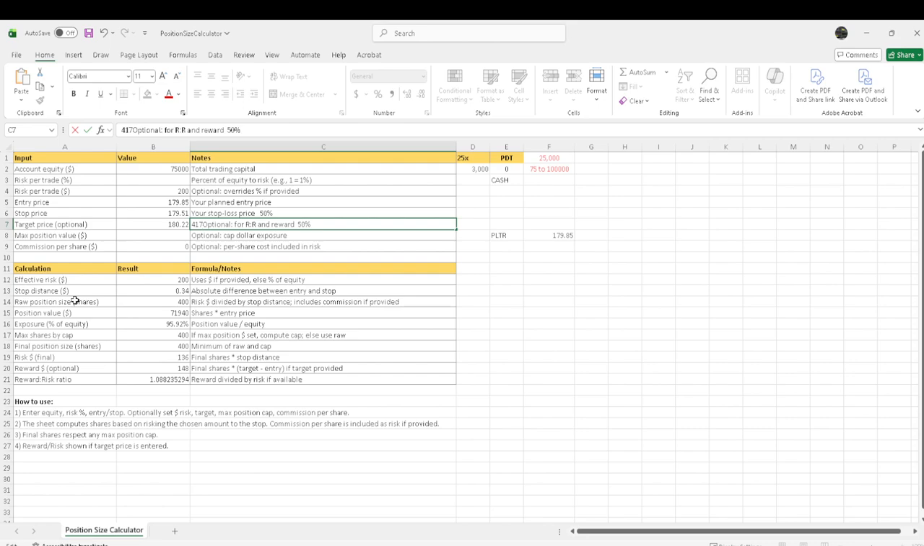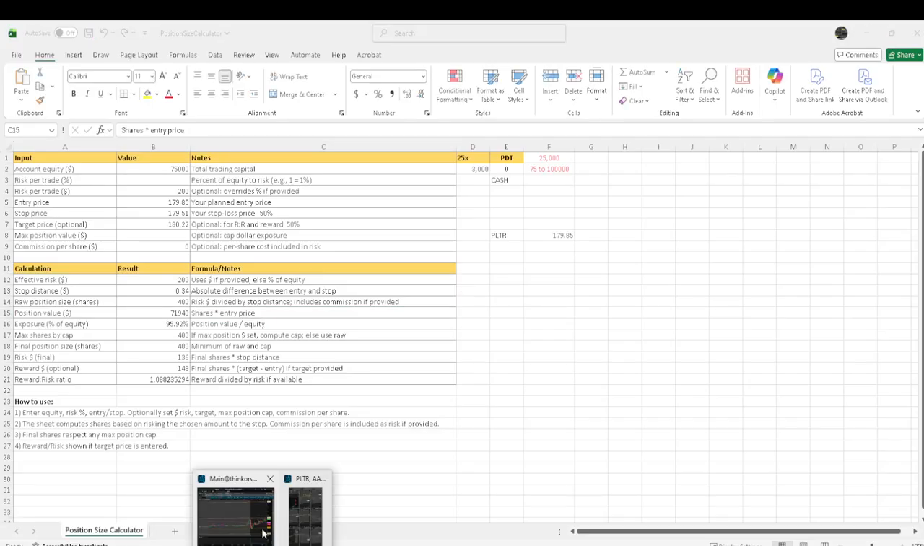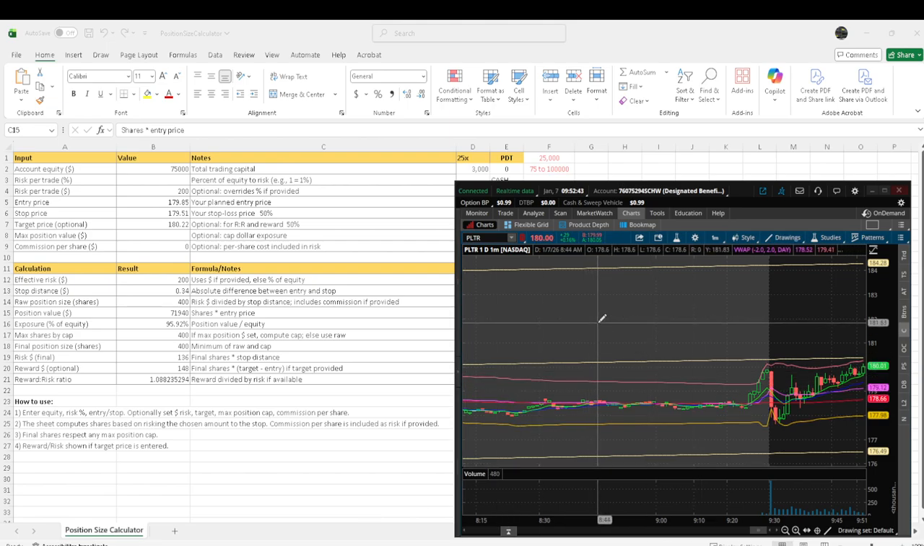Whoops, wrong cell. So the raw position I'm in is 417. Let's just say, you know what, let's just make it 400. No one's going to just type in the last 17 shares. So my value on that would be $71,940. That's what the value of that trade would be. With $3,000, I would be controlling $71,940. Now, Palantir just shot up to 180.33.